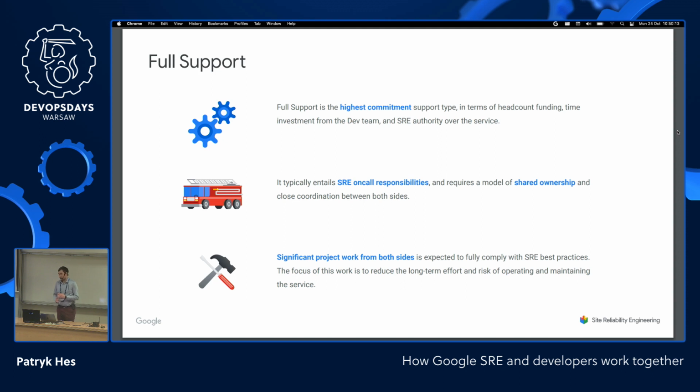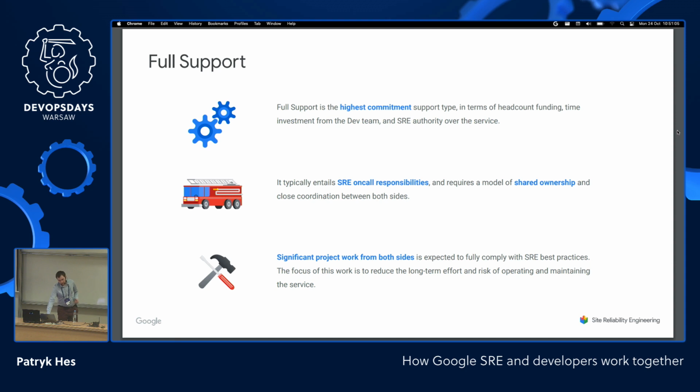And finally, we have the full support, which I guess is, if you heard about SRE before, probably what people were telling you SRE is. This is a full-time commitment between a single SRE team and one or more dev teams. That means shared on-call responsibilities between SRE and dev. Sometimes at Google only SREs are on call, but we try to always keep the devs in the loop so that they still know how to do the ops. This is really useful. It can also mean significant project work from both sides, like working on the same coding project, for example.